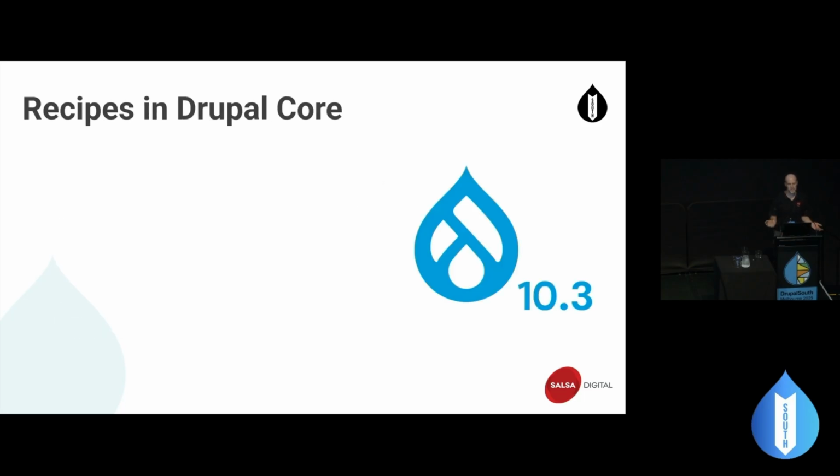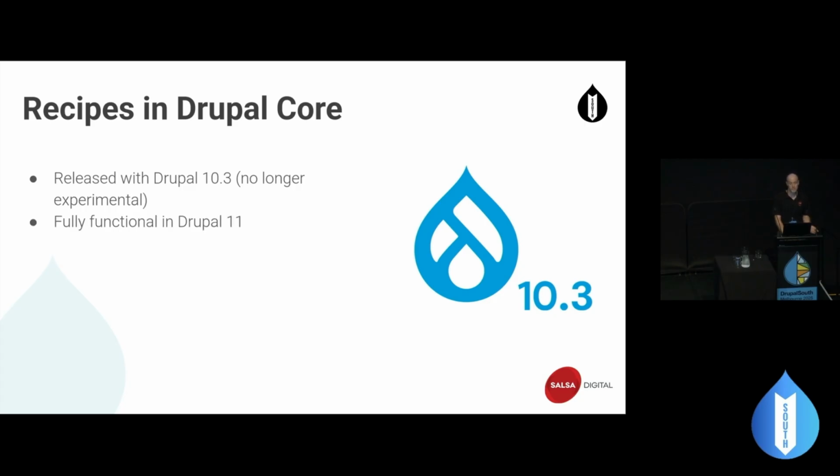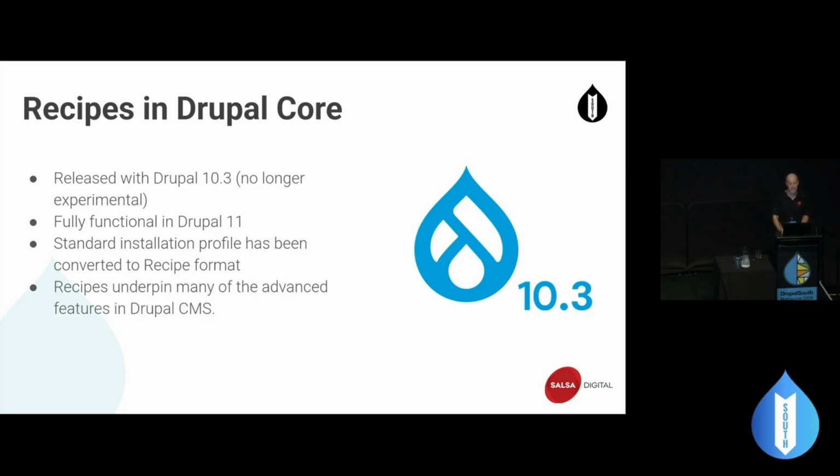Now, the first question is, where are we at with the recipes feature? The good news is these were released with Drupal 10.3, which is almost a year ago, I believe. They're no longer experimental, and so today you can use recipes on existing websites. It's fully functional with Drupal 11, and there are a couple of extra features that have been added in. One of the exciting pieces of news is the standard installation profile has been converted to recipe format, which I'll go into detail a little later. The other exciting bit is that recipes underpin many of the advanced features in Drupal CMS.